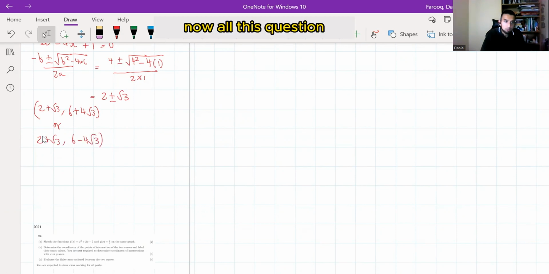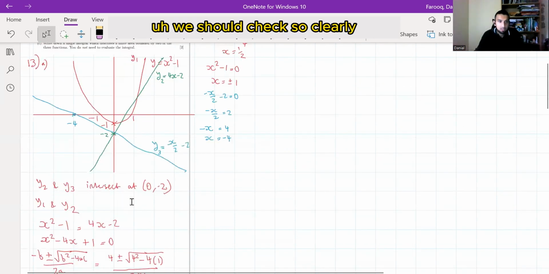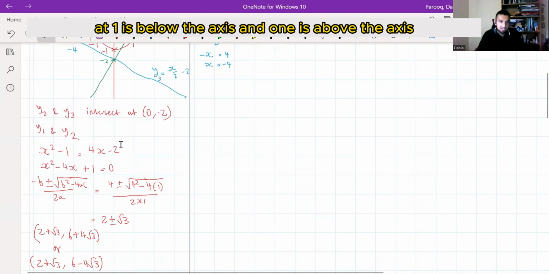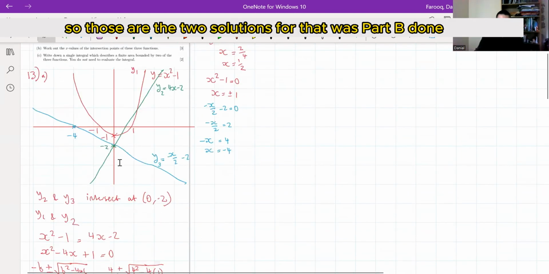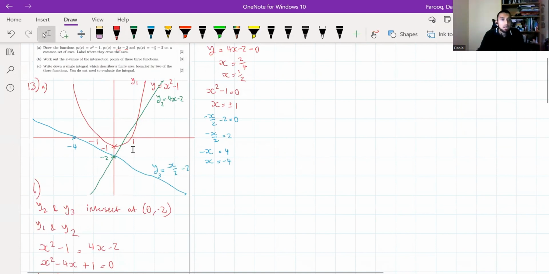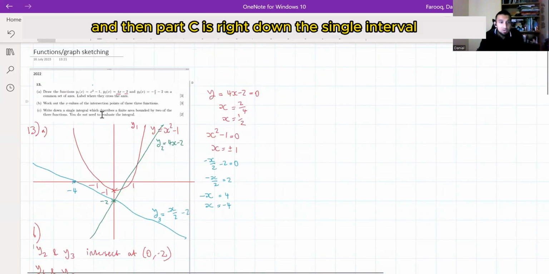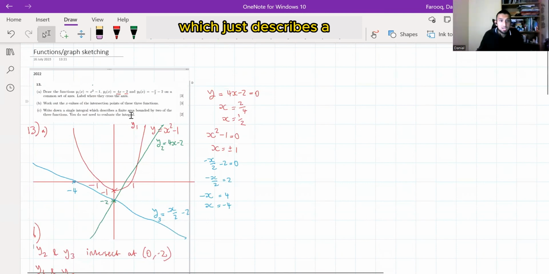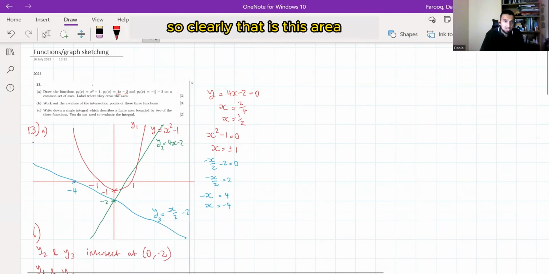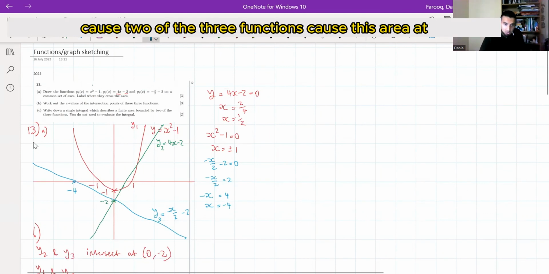Now, for this question, we should check. So clearly, yep, one is below the axis and one is above the axis. So those are the two solutions. So that was part B, done. And then part C is: write down a single integral which describes a finite area bounded by 2 of the 3 functions. So clearly that is this area, because 2 of the 3 functions bound this area here.